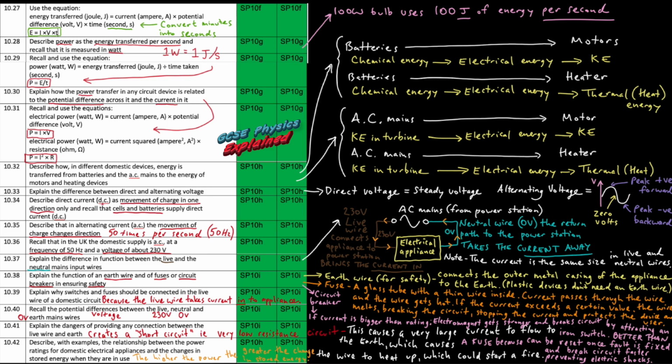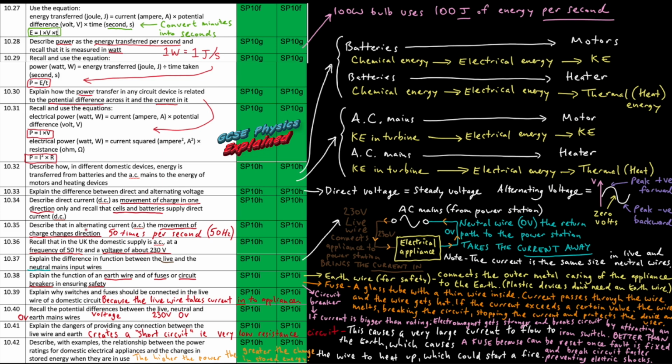Describe direct current, DC, as movement of charge in one direction. So that's literally it. So the electrons move in one direction, and that comes from cells and batteries. They supply DC. So if they say, where does DC come from, you say cells and batteries. If they say, how do the electrons move, just say in one direction.